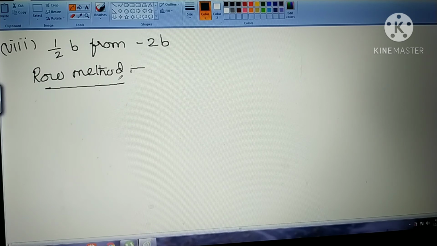So from which algebraic expression we have to do? So minus 2b. So write down that one first. After that, which one we have to subtract? Write down that one. 1 by 2b.